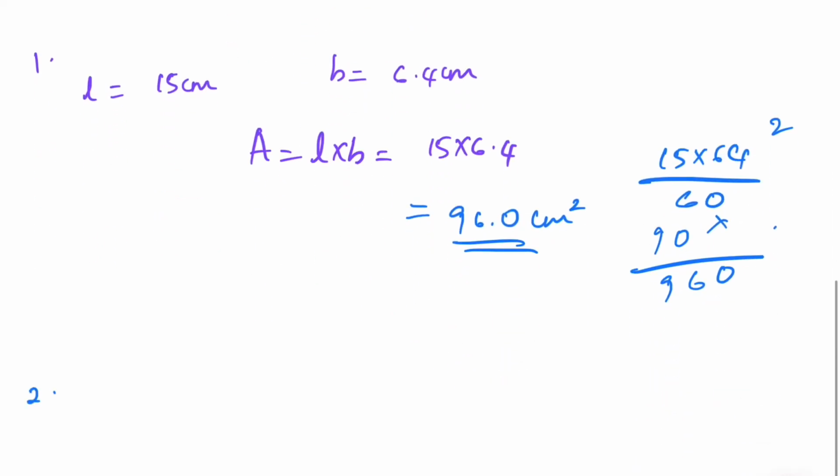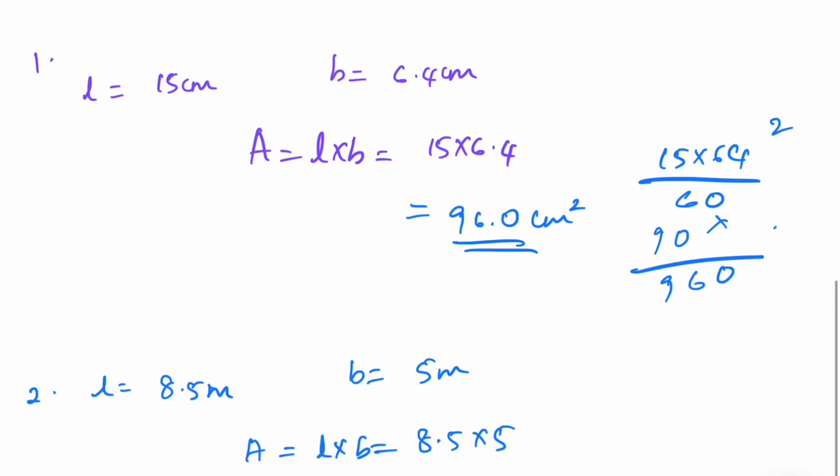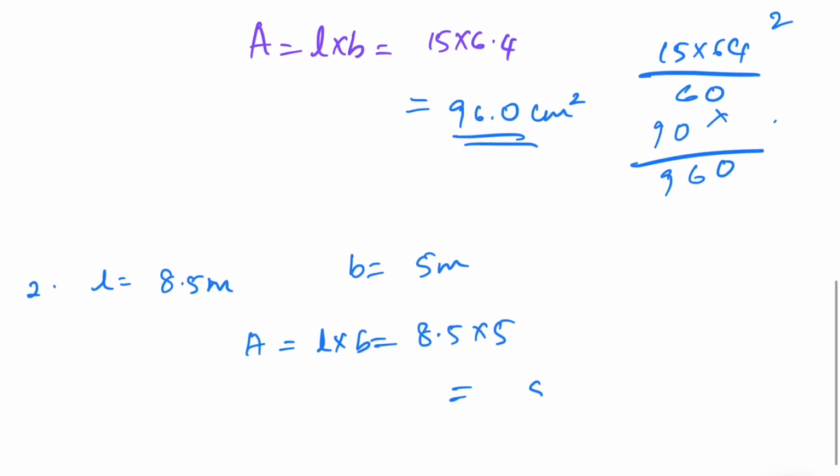Coming to the second question, length is equal to 8.5 meter and breadth is equal to 5 meter. Again, area is equal to length into breadth, that is equal to 8.5 into 5, that is equal to 5 5s are 25, 5 8s are 40, 42. So, you get 42.5 meters square.